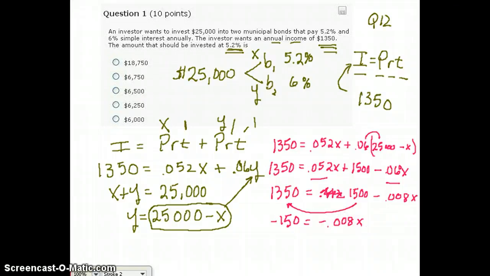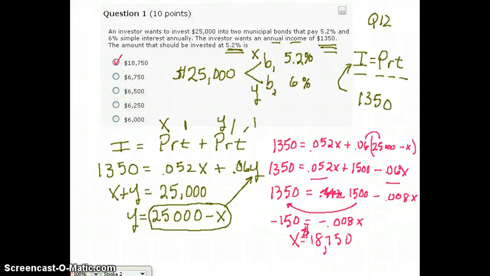We're going to take our calculator and divide negative 150 by negative 0.008. When I do that, I get 18750. X is equal to 18750. And if I look at my answer choices, that is the first one right here.